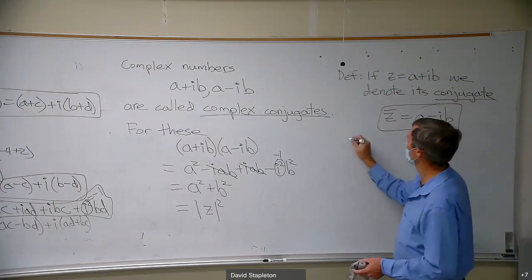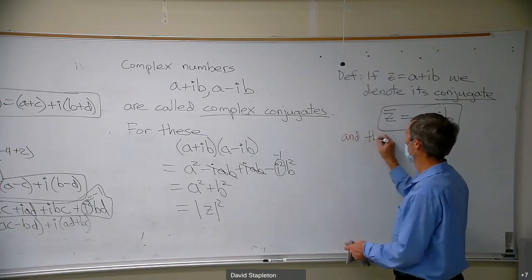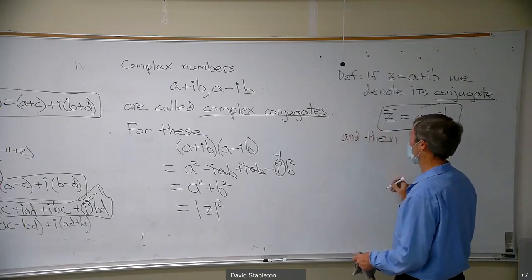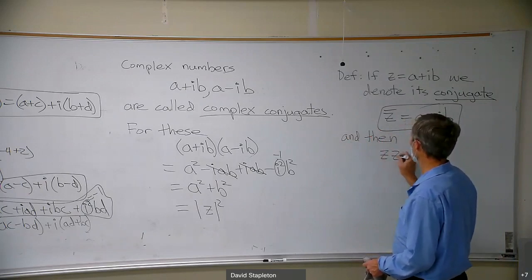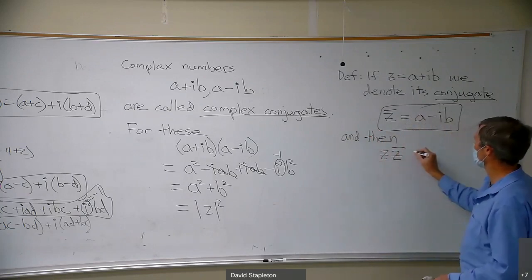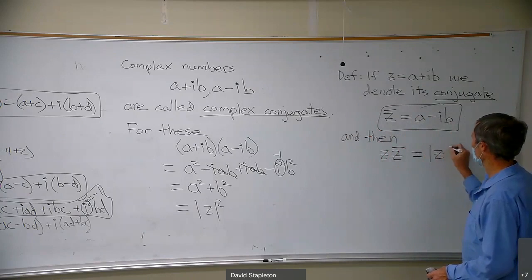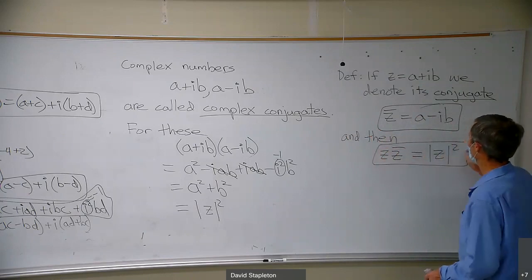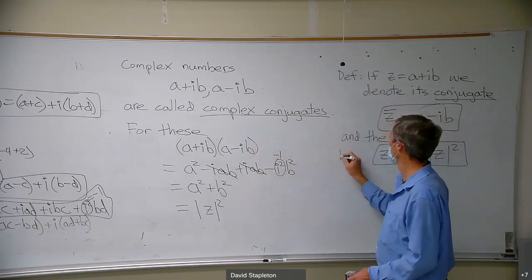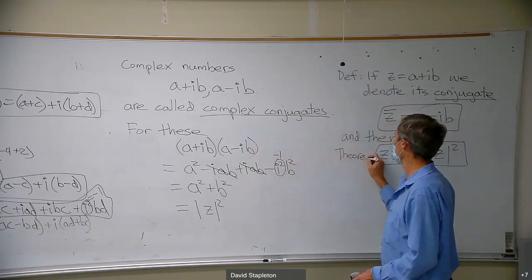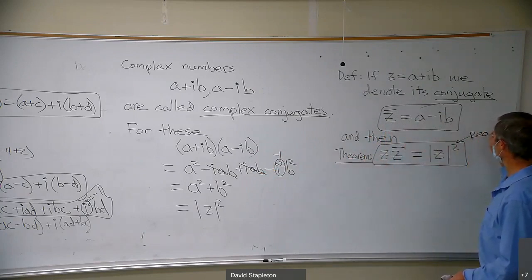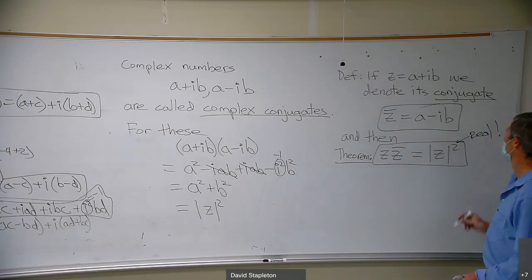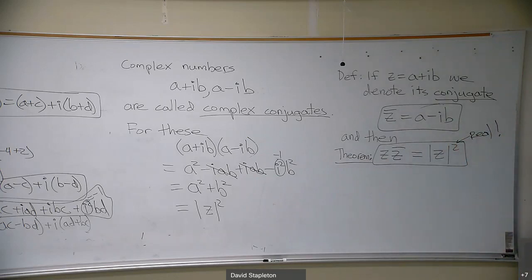And then we have our previous result, that Z times Z conjugate, A plus IB times A minus IB, gives the absolute value of Z squared theorem. We just proved right here. Any complex number times its conjugate is a real number. That's the square of its absolute value. So that's a useful theorem sometimes.